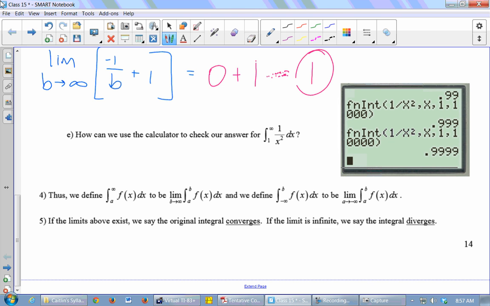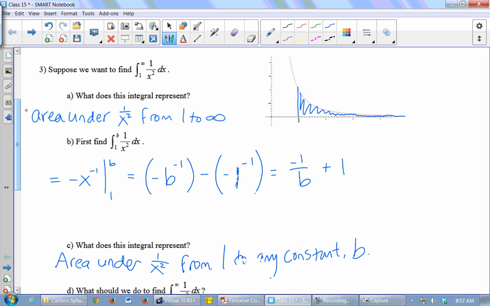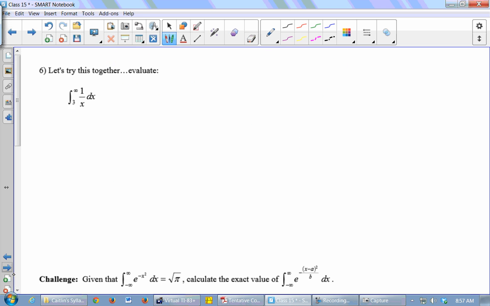If the limit exists, right, if you take the limit and you get a number as an answer, we say that the integral converges. And if you take the limit and it just goes to infinity, we say the integral diverges. So in this example that we did, finding the area under 1 over x squared from 1 to infinity, there's a finite amount of area here, even though the interval goes forever. So we say that this integral converges. Finite area converges. Sometimes there's an infinite amount of area under a curve, and we would say it diverges.